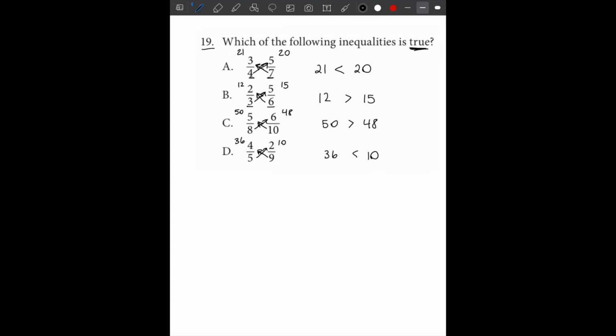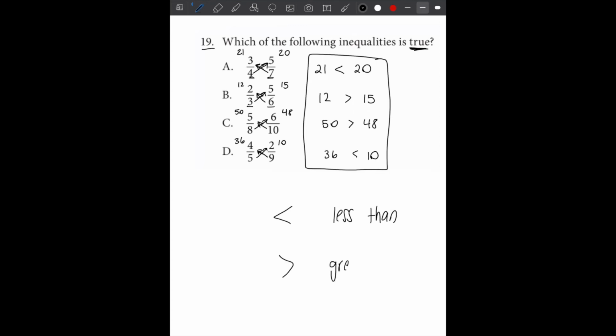Okay. So we're going to be looking at these numbers over here. And basically, we're going to be reading the inequality sign. If you're not sure how to read the inequalities, this sign is less than. This sign is greater than. So we're going to read it from left to right, how you would read a book. So this one says 21 is less than 20. This one says 12 is greater than 15.